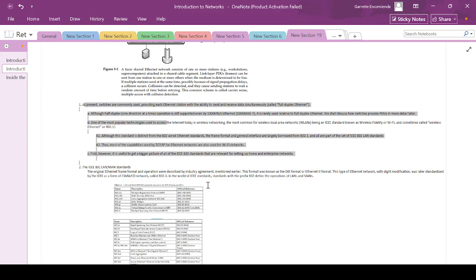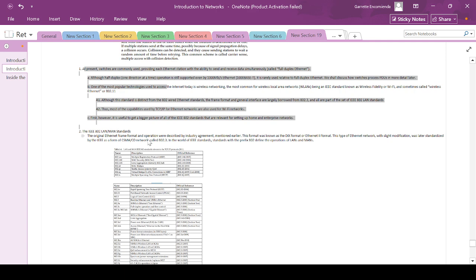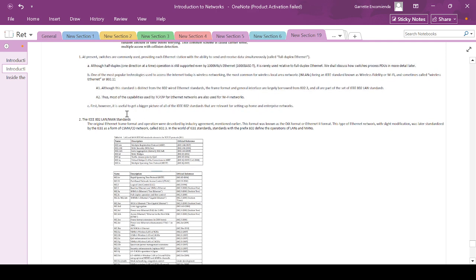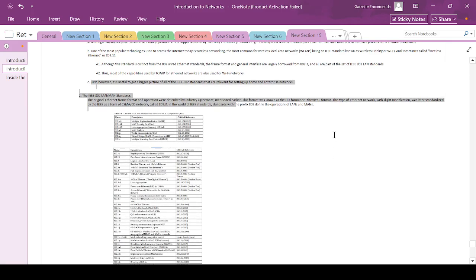Because of that, most of the capabilities that TCP provides for Ethernet are also used now for Wi-Fi. So if TCP provides some capability to the internet, it can also be supported with this wireless Ethernet. First, however, it is useful to get a bigger picture of all of the IEEE 802 standards that are relevant for setting up home and enterprise networks. So the IEEE 802 LAN or MAN standards.